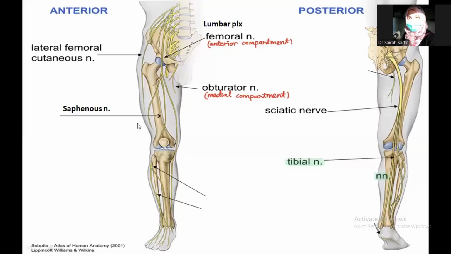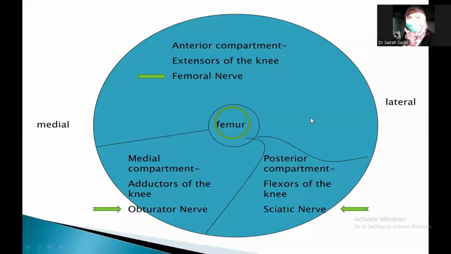Now the nerve supply of the whole lower limb: the most part of the anterior side is supplied by the lumbar plexus, femoral nerve coming from here, and the posterior side is supplied by the sacral plexus, the main nerve is the sciatic nerve. This is a more elaborate diagram. You can take a screenshot. This is my favorite slide.